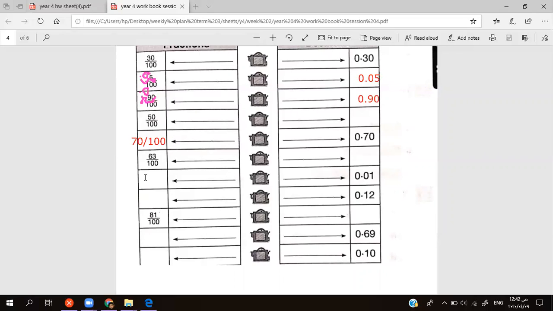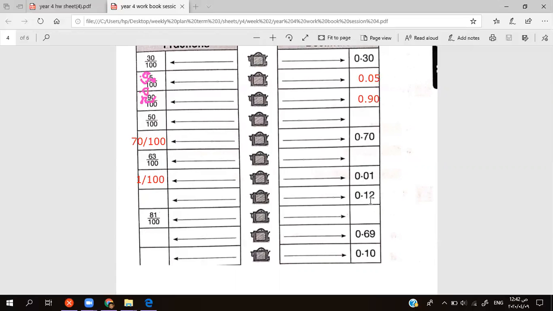Here the number is 1. 1 over what? How many numbers after the decimal? You have 0 and the 1, so two numbers after the decimal. So I must have a number with two zeros down, which is the 100.